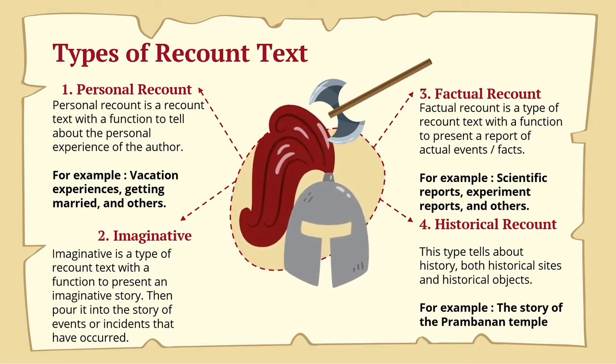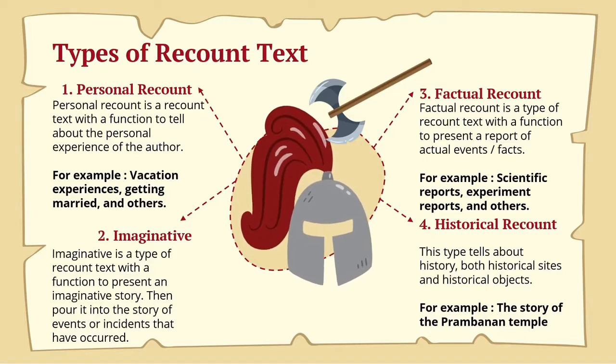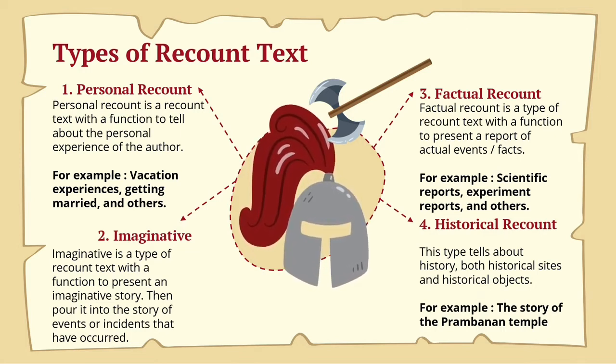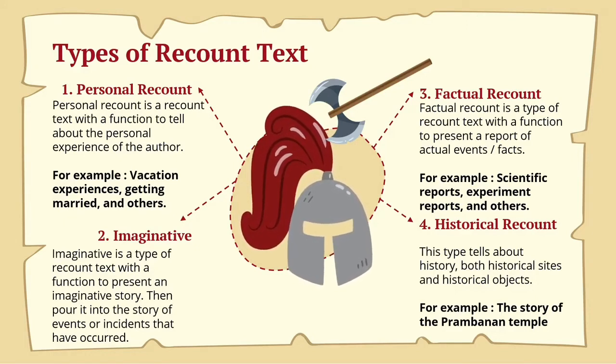Three, factual recount. Factual recount is a type of recount text with a function to present a report of actual events or facts. For example, scientific reports, science experiment reports, loss reports, and others. Four, historical recount. This type tells about history, both historical sites and historical objects. For example, the story of the Prambanan Temple.